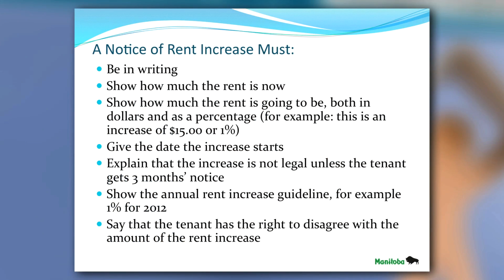Now this is all spelt out on our form, so if you use the prescribed form, all of the requirements are on there. You need to show the annual rent increase guideline. So for example, 2012 is 1%, 2013 has been announced at 1%. And you also have to say that the tenant has the right to disagree with the amount of a rent increase. And again, that's provided on this form. You can do your own form, but they need to have all of this information. So it's just easier for you as the landlord to use the prescribed form, and you don't have to make up your own and not miss something that's important.